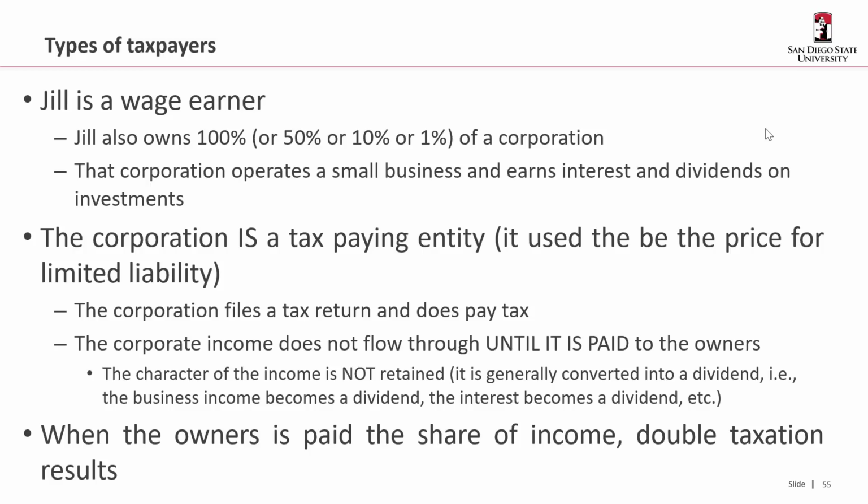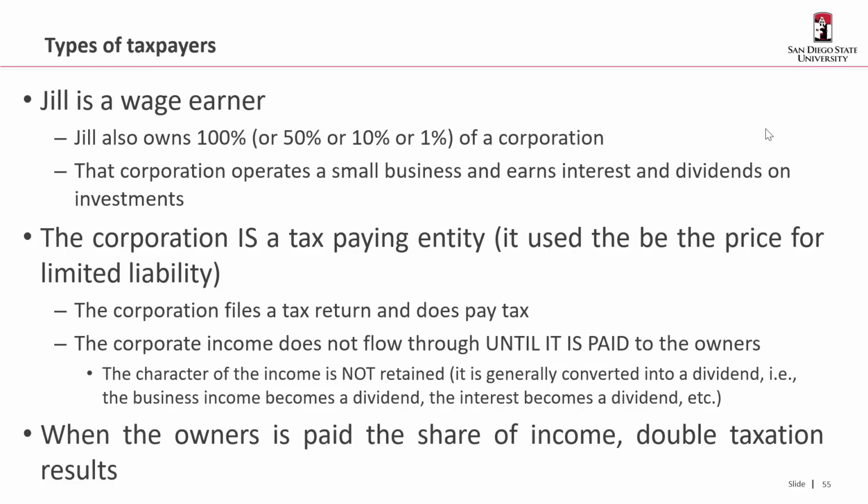Jill is a wage earner. And Jill also owns 100%, although it doesn't matter, it could be 50%, 10%, or 1%, of a corporation. That corporation operates a small business, and that corporation earns interest and dividends on the investments. So Jill is just like Jane. She owns a business, except Jill's business is operated through corporate form, whereas recall Jane's was operated in a partnership form. The difference is a corporation is a tax-paying entity.